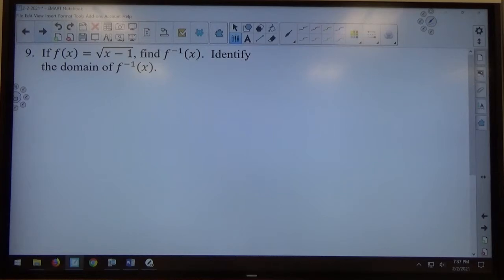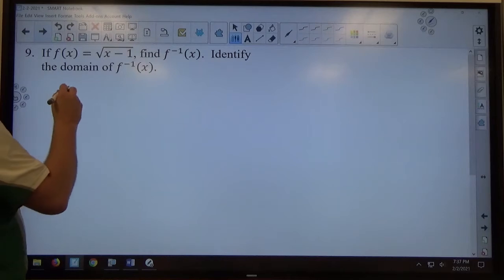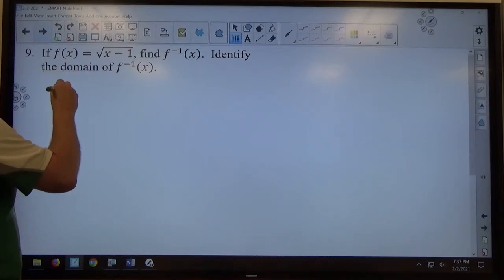For number 9, this says to find f inverse of x, identify the domain of f inverse of x. And the domain has to do with the fact that f of x equals the square root of x minus 1 doesn't create all the possible things that f inverse is going to create. So we need to restrict a little bit. And the way we do this, first off, is I would look at the f of x function itself.